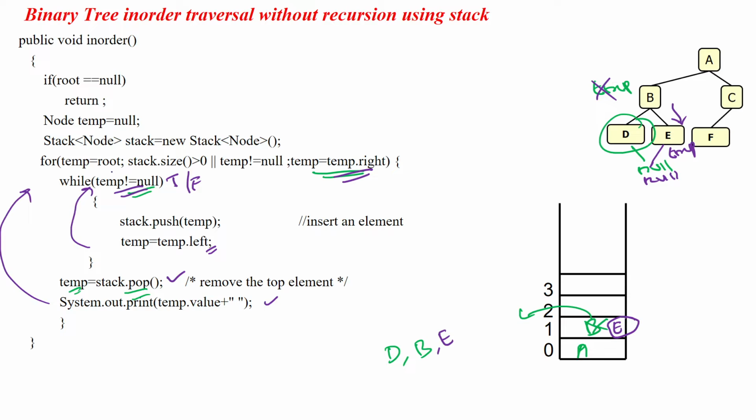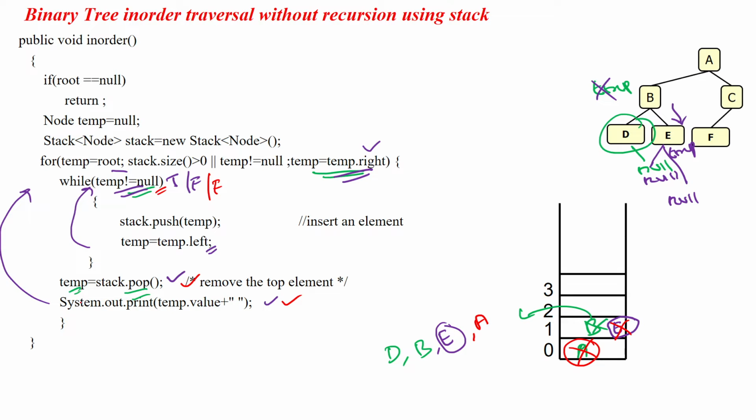Again we are moving to the for loop. Inside the for loop, temporary equal to temporary dot right. As of now e is the temporary. So now e dot right also null. So here temporary not equal to null is false again. Then now again we are popping the next element. So next element, already we popped up e. So now popping up a. So a is popped up and printed it.